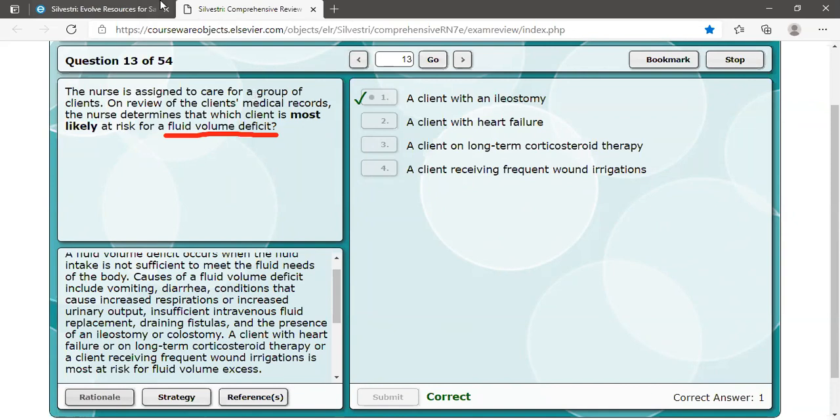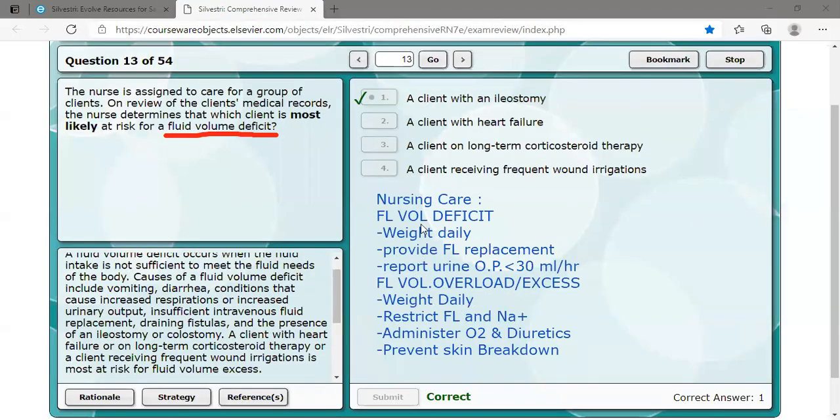So now, let me explain something more. Here we are going to compare and contrast fluid volume deficit and fluid volume overload. What would be the nursing care? If your patient has fluid volume deficit, we measure their body weight every day. Also provide fluid replacement. Report to the healthcare provider if urine output is less than 30 ml per hour, and also assess for risk factors, like fall prevention.